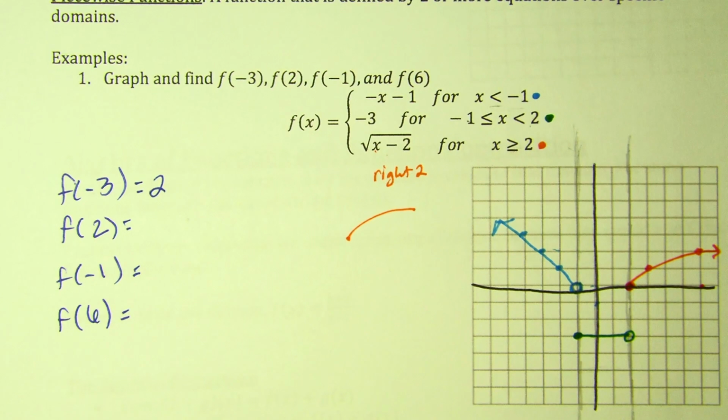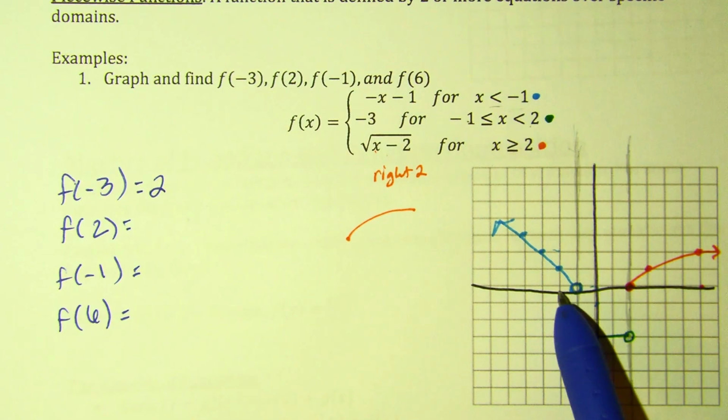We can also use that from our graph. If I go to my graph and I look at negative 1, negative 2, negative 3, my graph gave me a value of 2.